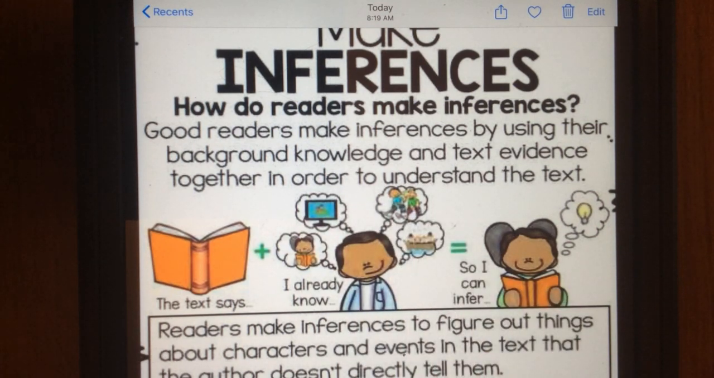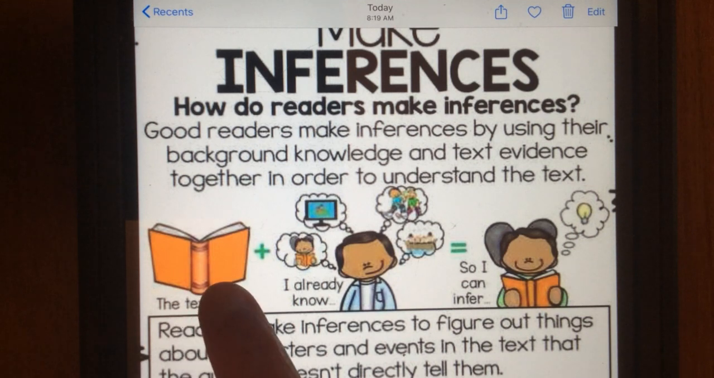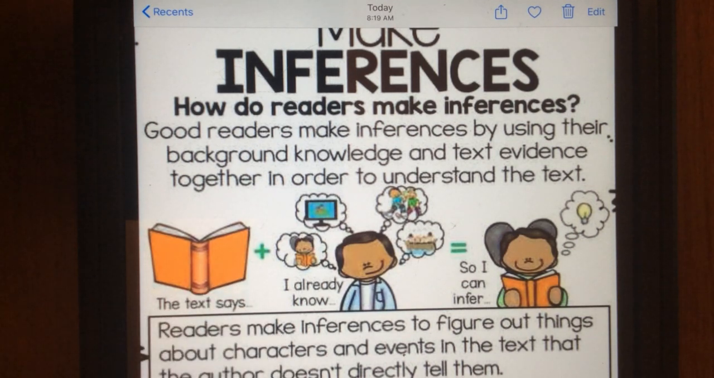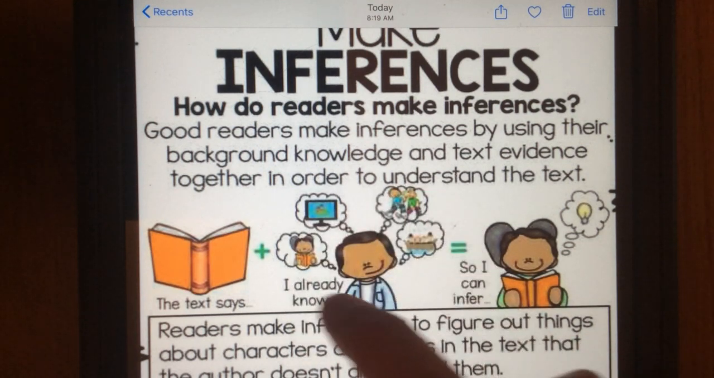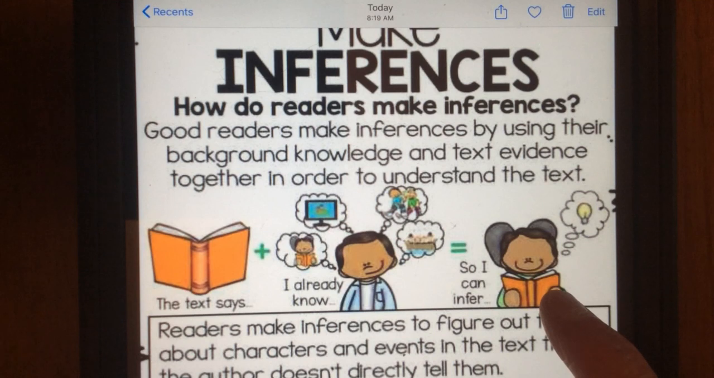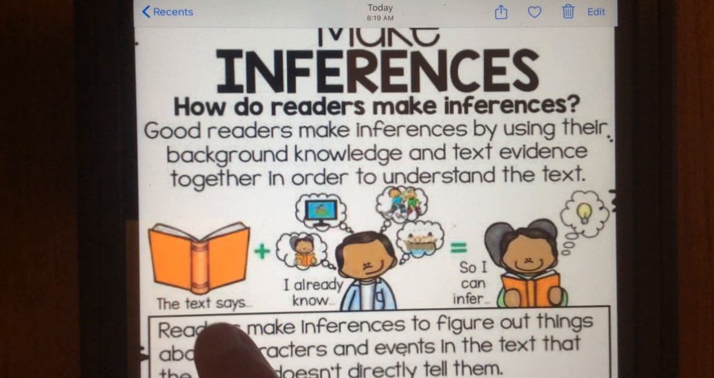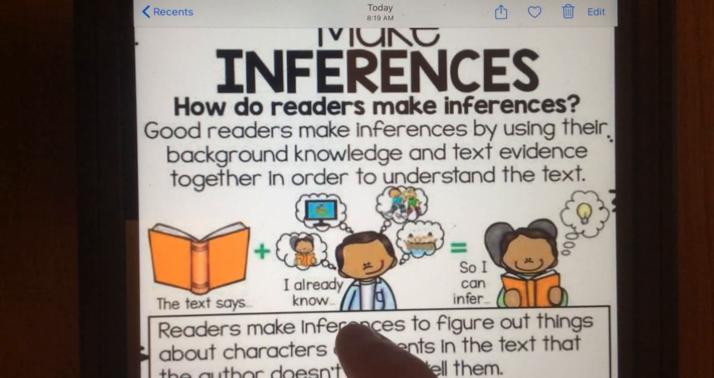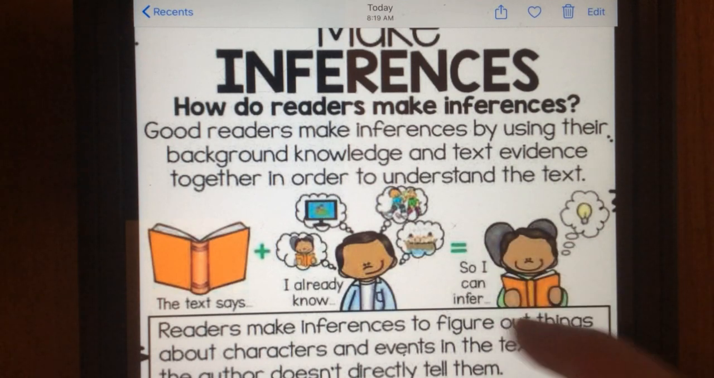And there's this really cool picture. Here's a book. So the text says something, and then you're going to think about what you already know about that topic, and that equals an inference. So the text says, plus I already know, equals, so I can infer. Okay?